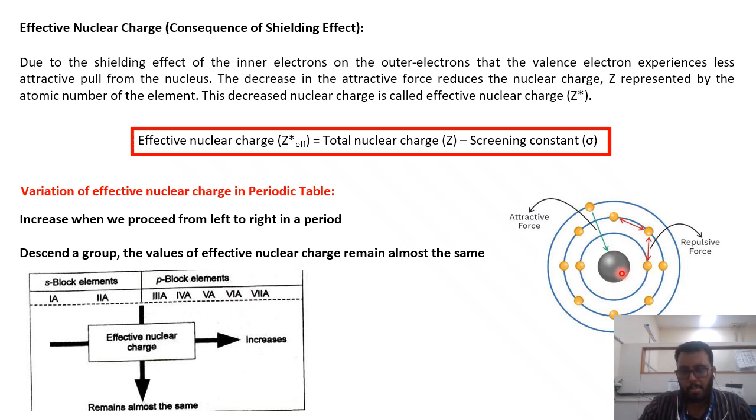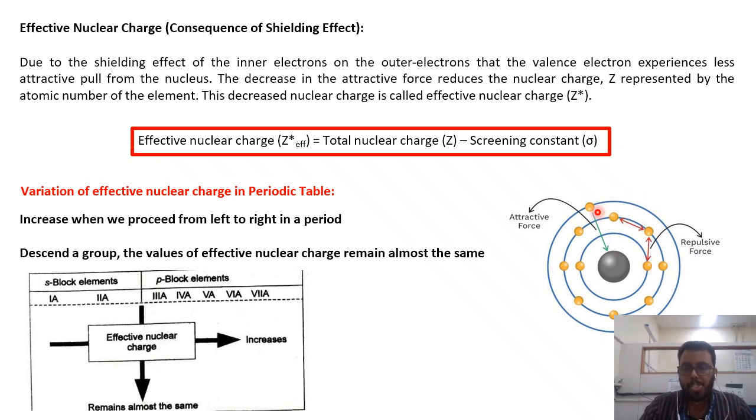The nucleus contains protons and neutrons. Neutron is chargeless whereas protons are positively charged. So the net charge of the nucleus is positive. Each individual electron is negatively charged. There is an attractive force between the positively charged nucleus and the negatively charged electron. And there is another kind of interaction which occurs between the electrons present in one orbit and the other. Both are negatively charged, so repulsive forces operate. So these two kinds of forces operate in an atom.